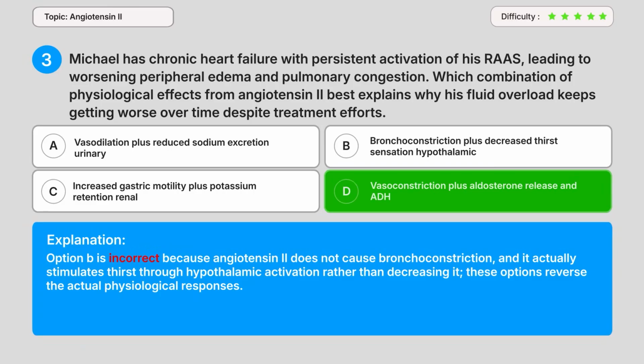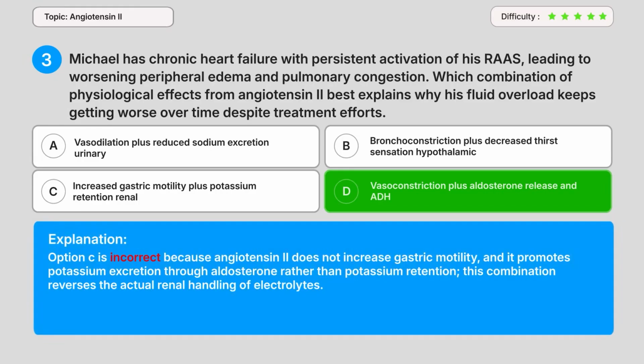Option B is incorrect because angiotensin II does not cause bronchoconstriction, and it actually stimulates thirst through hypothalamic activation rather than decreasing it. These options reverse the actual physiological responses. Option C is incorrect because angiotensin II does not increase gastric motility, and it promotes potassium excretion through aldosterone rather than potassium retention. This combination reverses the actual renal handling of electrolytes.